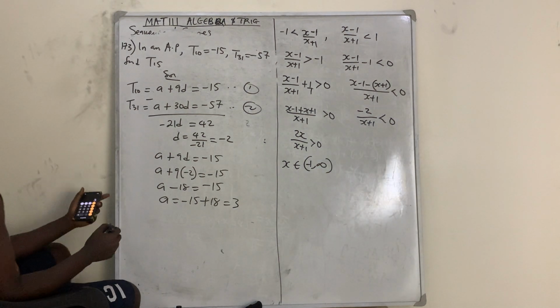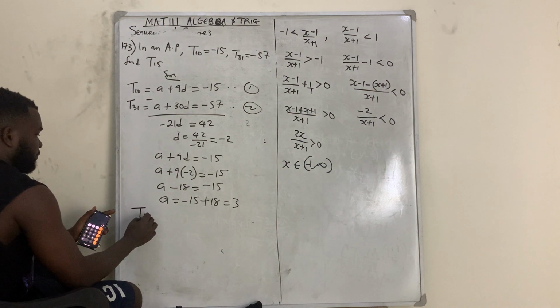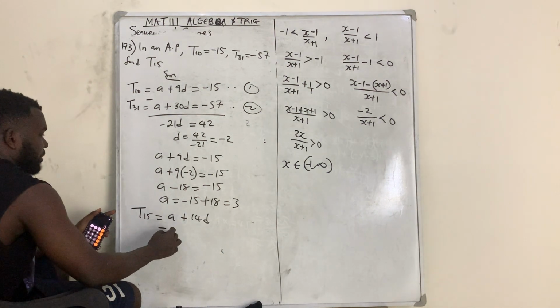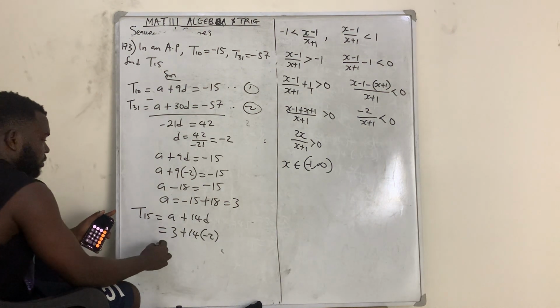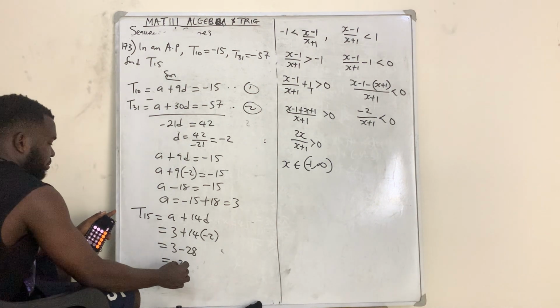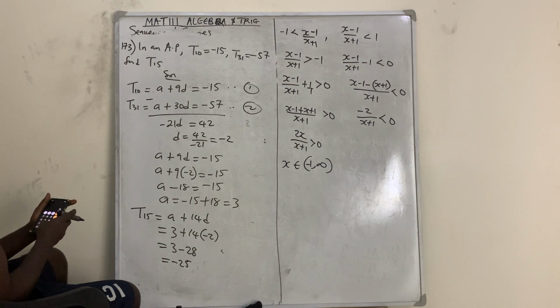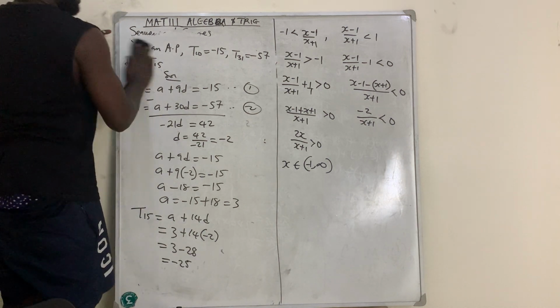There is nothing that is impossible. Okay? So you now have that your T15 now. T15 simply means A plus 14D, which is what? My A is 3 plus 14 in bracket of minus 2, which is 3 minus 28, which will give you minus 25. So that is that. Okay? We move to the next question.